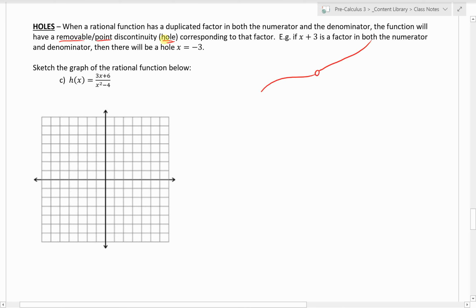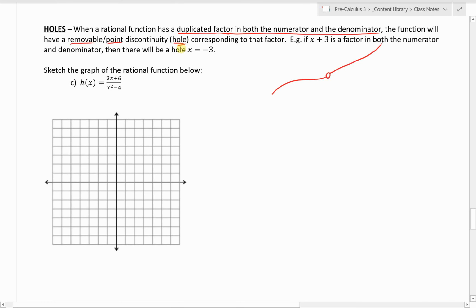Well, when a rational function has a duplicated factor in both the numerator and the denominator. That's the key. If you see the same factor in the numerator and the denominator, the function will have a removable or point discontinuity. We can also call that a hole corresponding to that factor. For example, if x plus 3 is a repeating factor in both the numerator and the denominator, then there will be a hole at x equals negative 3. If you set that factor equal to 0, that will tell you where the hole is.